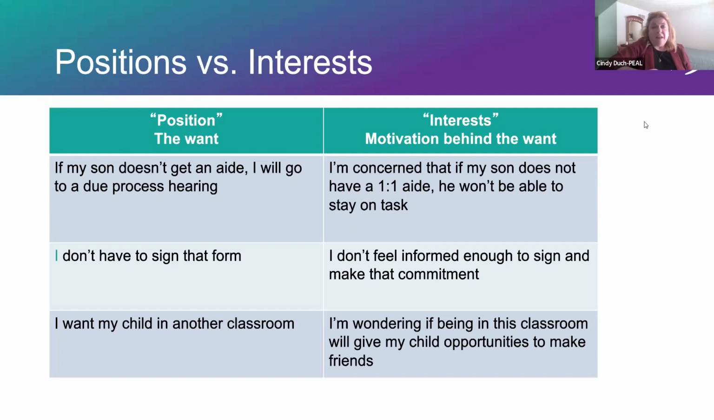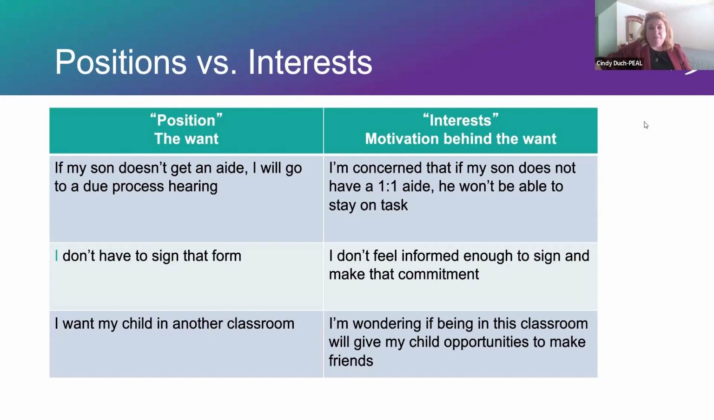And maybe something's being missed. It would be helpful to have a one-on-one aid, but maybe there's something being missed that can be put into place before we think about having a one-on-one aid. Or maybe it's the fact that the child does need a one-on-one aid. So bring up that interest, and your position might be one of the options that the team discusses. But bringing up the interest is going to be more effective in advocating for your child.